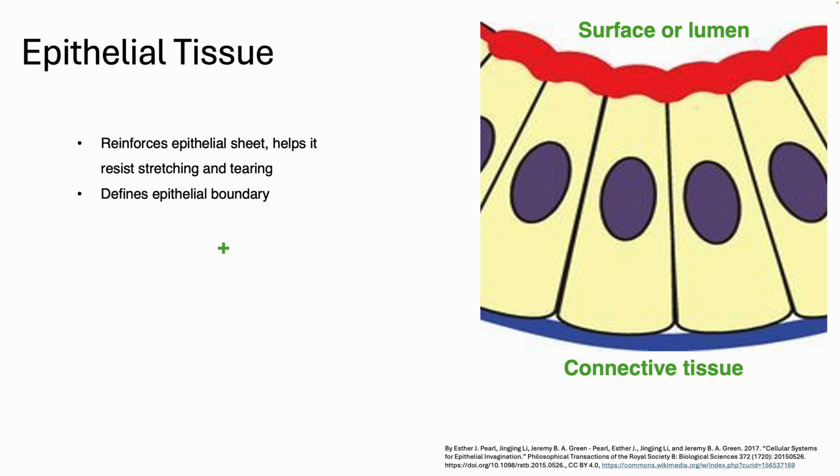So epithelial tissue has an apical surface. That is going to be the surface that is facing the surface or the lumen, and then it'll also have a basal end. This is going to be the end that is closest to the connective tissue. Ultimately, the connective tissue is going to be separated from the epithelial tissue by a basement membrane.